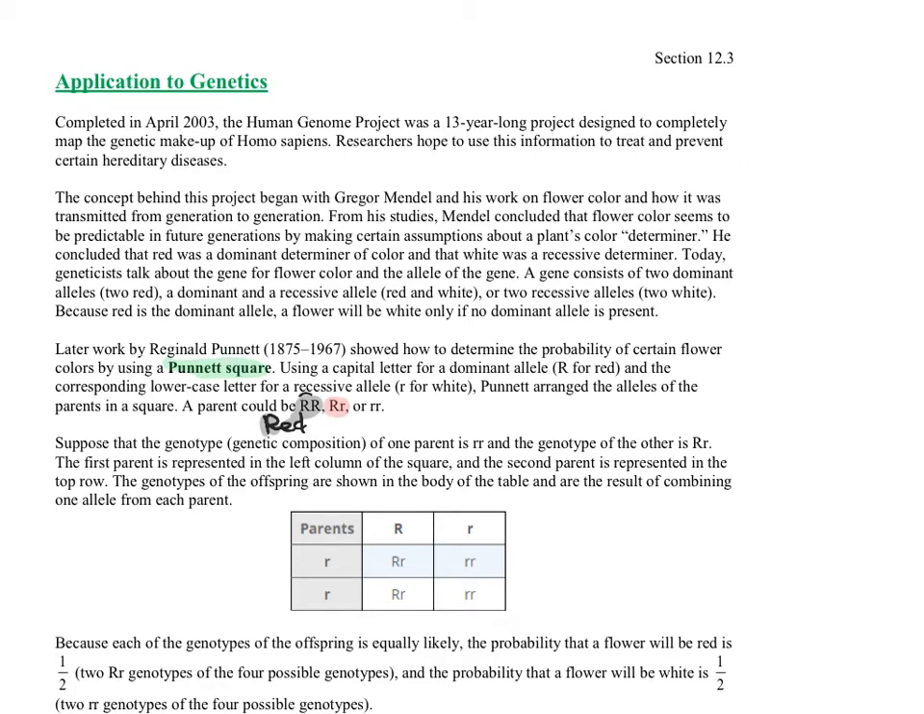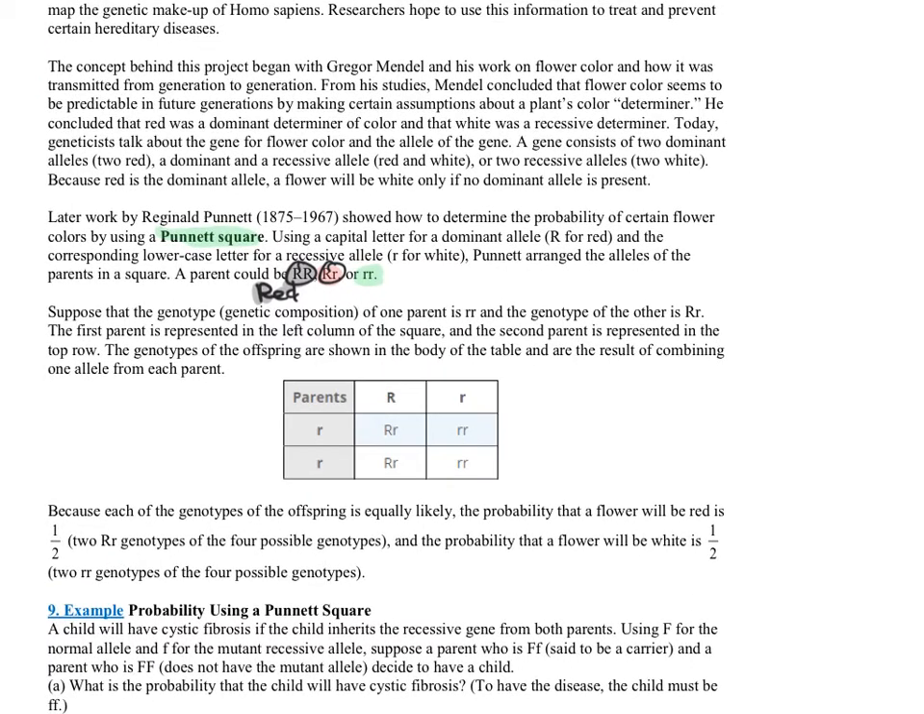The first one is called dominant. The second one's called a carrier. The only way the flower could be white is if it had both lowercase r's, both of the white alleles. So it says, suppose that the genotype, the genetic composition, of one parent is lowercase r, lowercase r, so they're recessive, which means they are white in color.